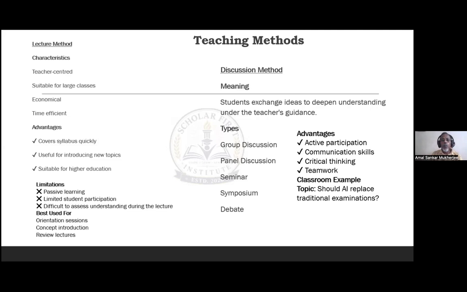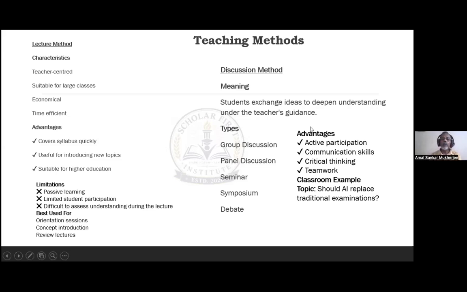What are the different forms or types of the discussion method? The types are group discussion form, panel discussion form. It can be in the form of seminar. It can be in the form of symposium, or it can be in the form of debate. Any of such forms can be introduced into the classroom to continue with the discussion session.